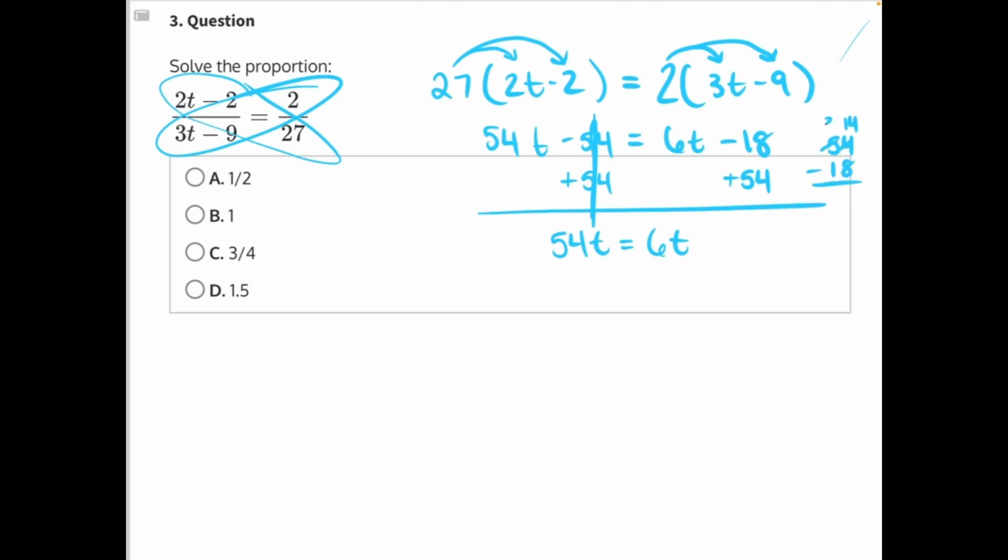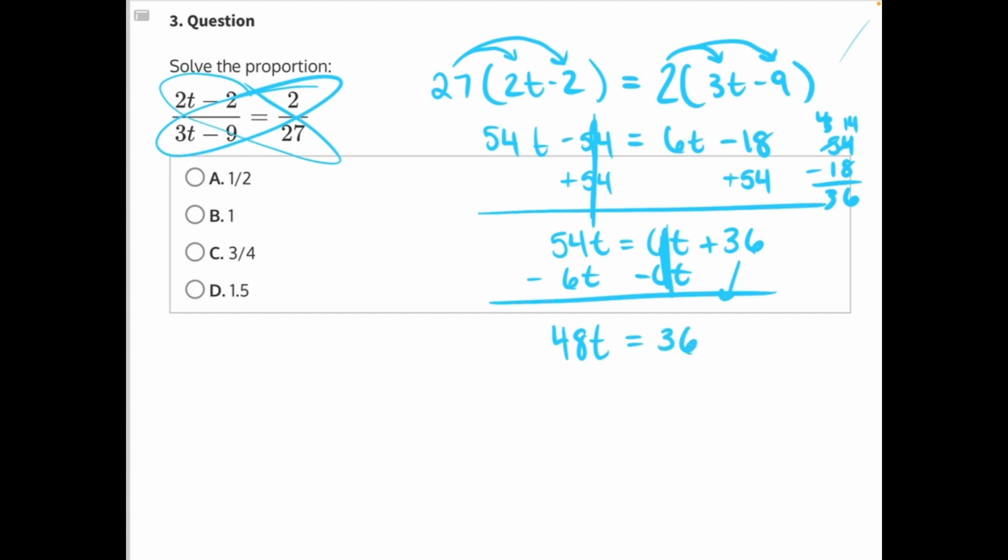We can borrow. 14 minus 8 is 6. 4 minus 1 is 3. We have a positive 36. Now, 6t is being added to 36, so we need to do the opposite and subtract 6t from both sides. These 6t's will cancel. 54 minus 6 will give us 48t equals our positive 36.